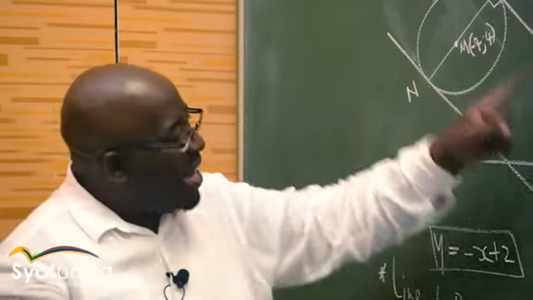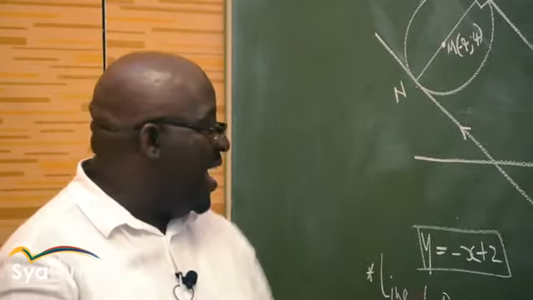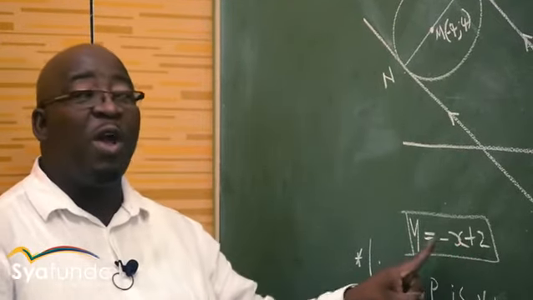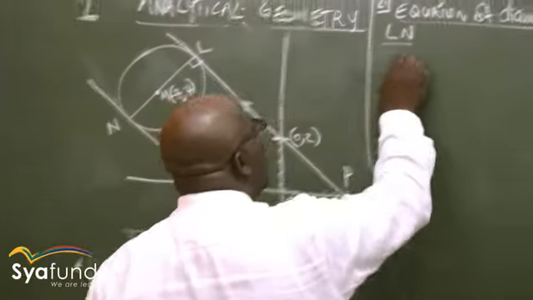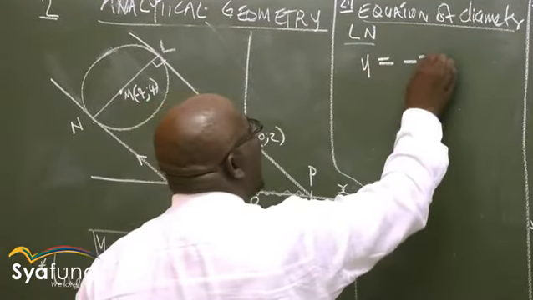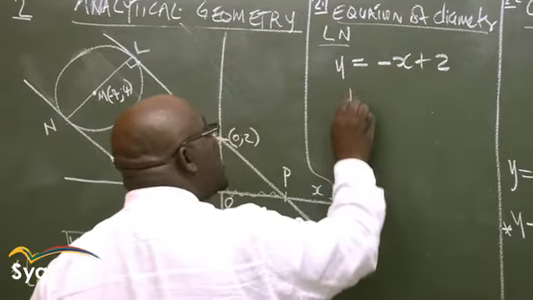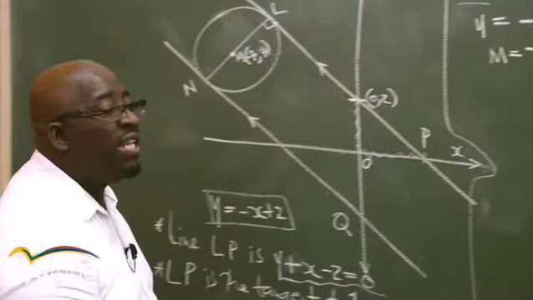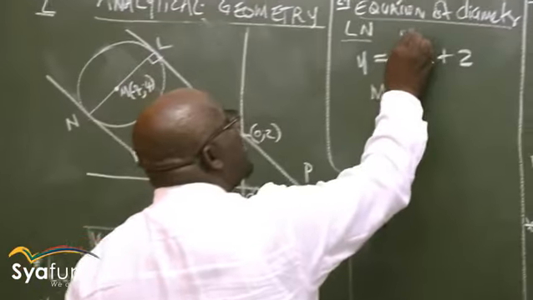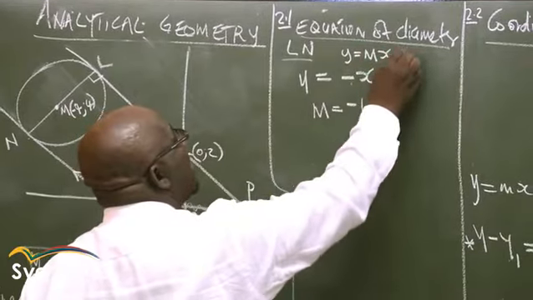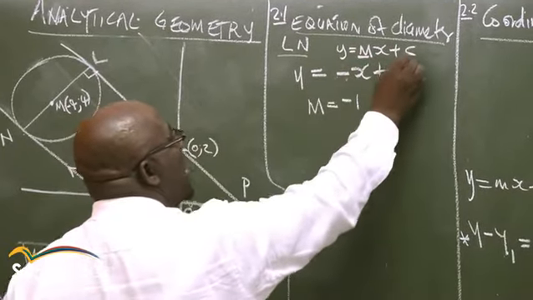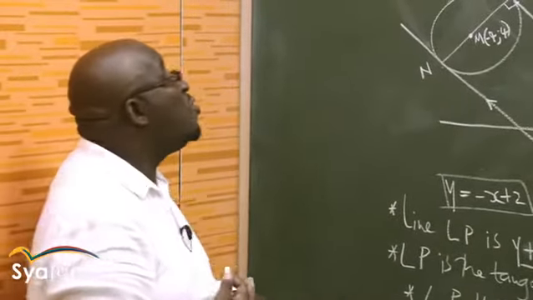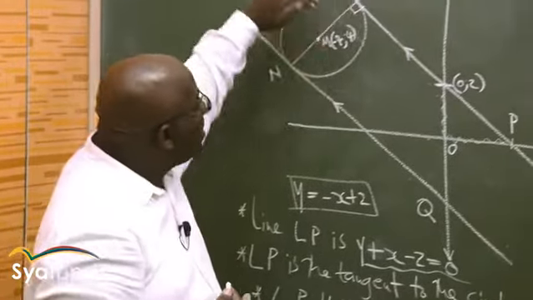But we know the gradient of this line. We said the gradient of this line is minus 1. Y is equal to mx plus c. So we already know the gradient. From the equation, y is equal to minus x plus 2, we can see that our gradient is equal to minus 1. That is the gradient. The equation is y is equal to mx plus c. So m is minus 1 and c is 2. It cuts at 2. So we do have the gradient of which line? Of this line.